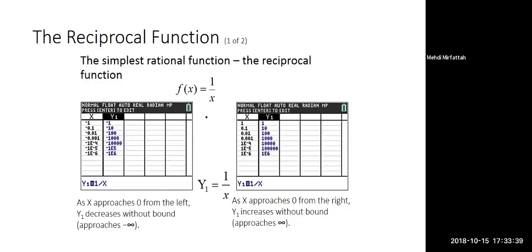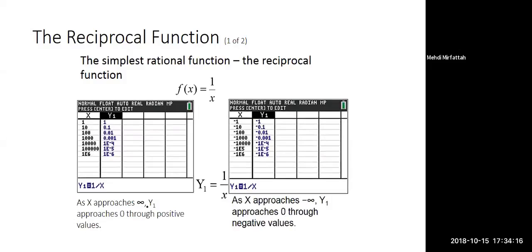But let's take a look at some of the characteristics of this rational function. If you look at the numbers that our calculator shows, as x approaches 0 from the left, y1 decreases without bound, approaching minus infinity. As x approaches 0 from the right, y1 increases without bound, approaching plus infinity. Also, as x approaches infinity, y1 approaches 0 through positive values. As x approaches negative infinity, y1 approaches 0 through negative values. This will all be very clear as you take a look at the graph itself.